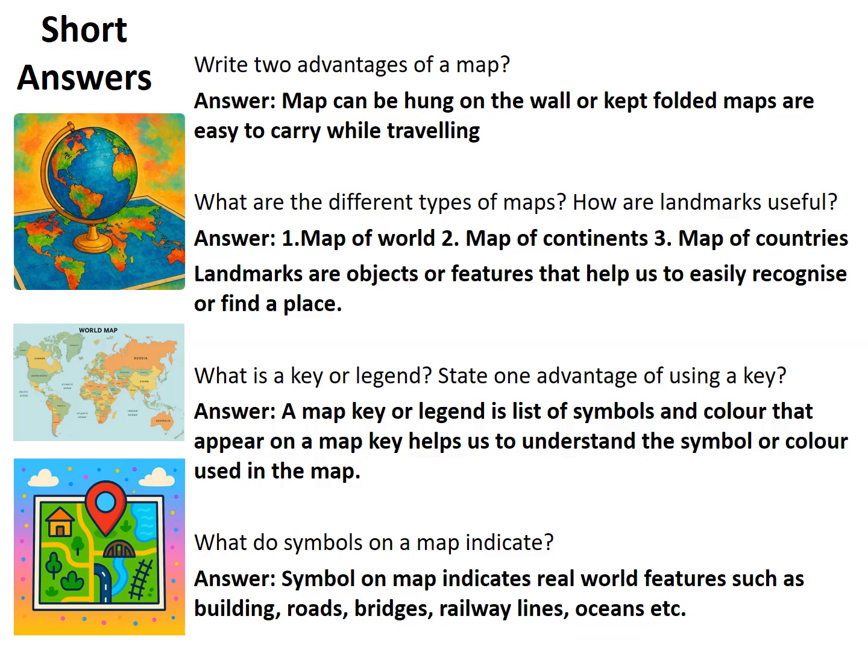How are landmarks useful? Landmarks help us to easily recognize or find a place. What is a key or legend? A map key or legend is a list of symbols and colors that appear on a map. What do symbols on a map indicate? Symbols on maps indicate real-world features such as buildings, roads, bridges, railway lines, oceans, and more.